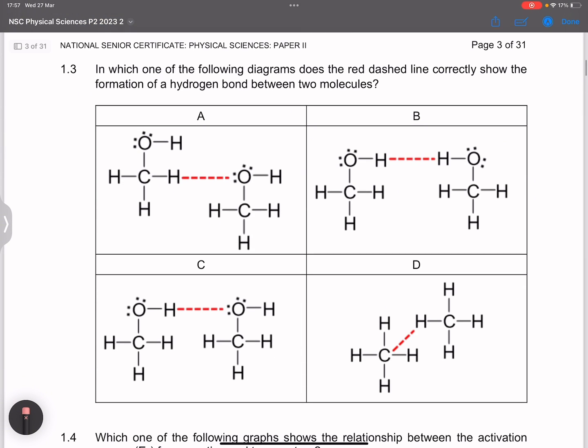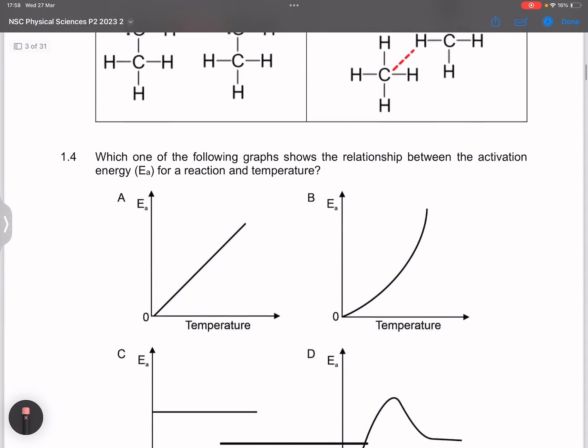All right, and let's go on to 1.3. Now they say, in which one of the following diagrams does the red dash line correctly show the formation of the hydrogen bond between two molecules? Now remember, the hydrogen bond is between the oxygen in the hydroxide ion, because we're dealing with hydroxide ions here, being attracted to the hydrogen in the adjacent hydroxide ion. So the only representation that looks correct is C, because it does actually do that. Okay, let's go to the next one.